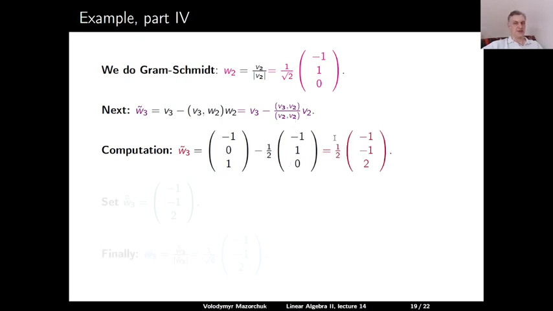When we subtract these vectors, we will have 1 divided by 2 times (-1, -1, 2). So let's forget the rational coefficient here, and denote by w3 double tilde the vector (-1, -1, 2). And now we simply norm it. So w3 is w3 double tilde divided by its length. So the length here is 1 plus 1 plus 4, which is root of 6. So w3 is 1 divided by root of 6, times (-1, -1, 2).